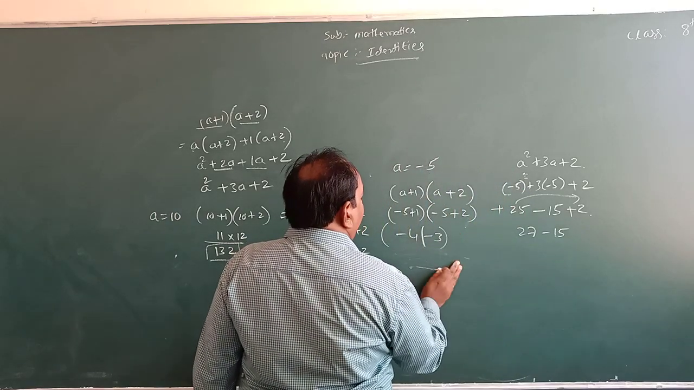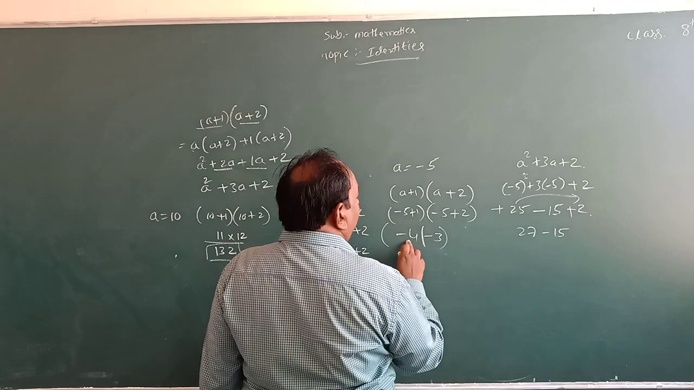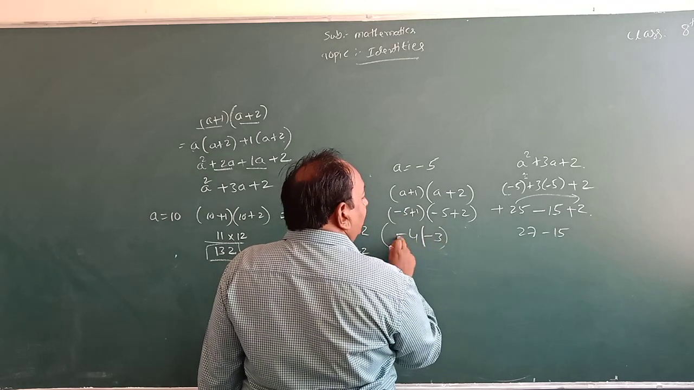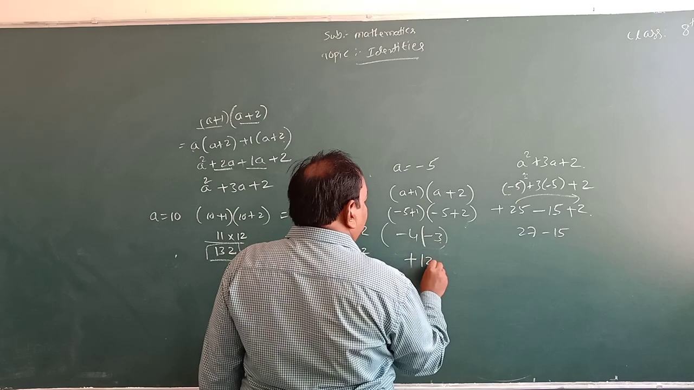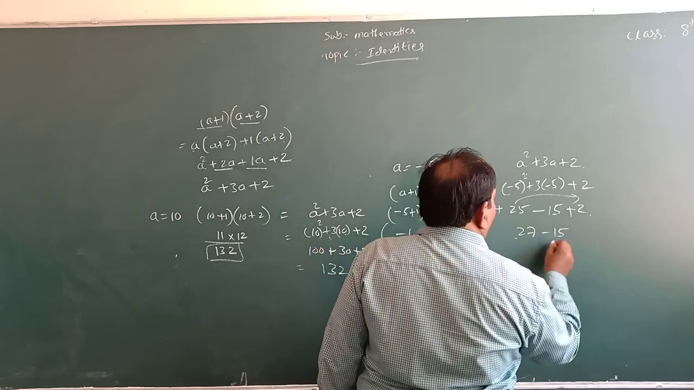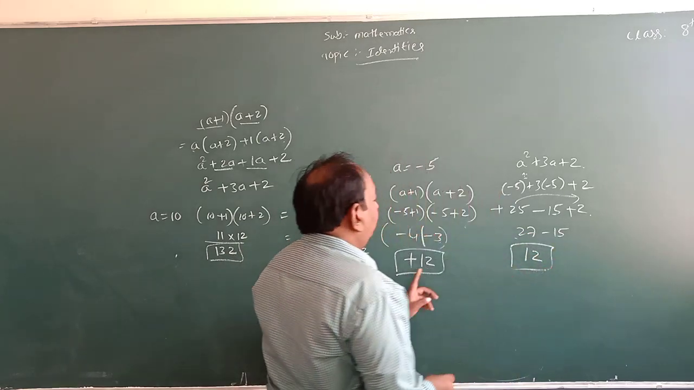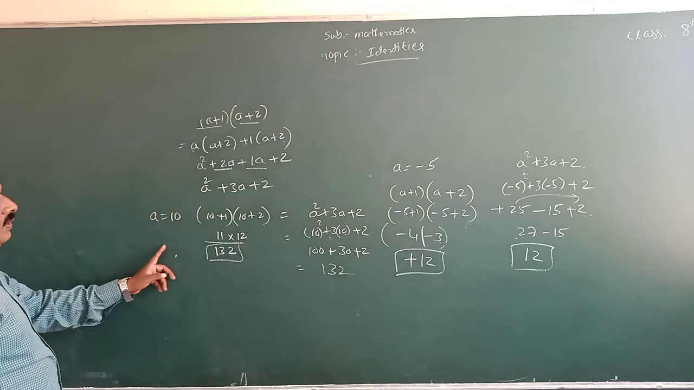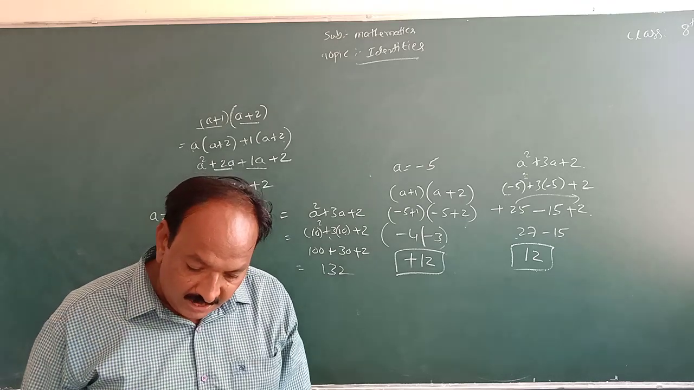So, this is the product. Minus 5 into 1, minus 4 into minus 3. Minus into minus is plus, 4 3s are 12. 27 minus 15 is 12. Therefore, 12 is equal to 12. 132 is equal to 132.